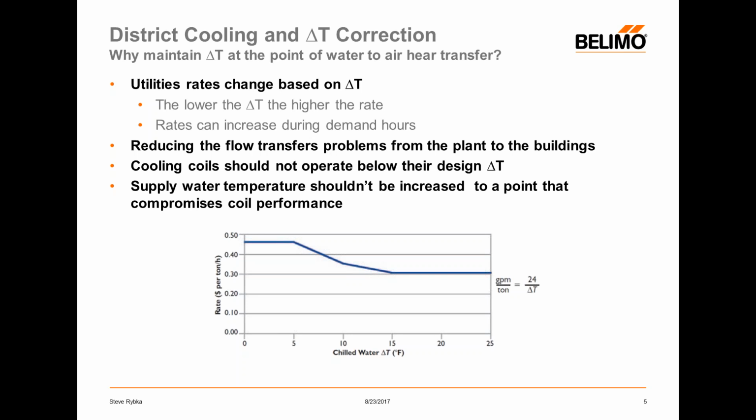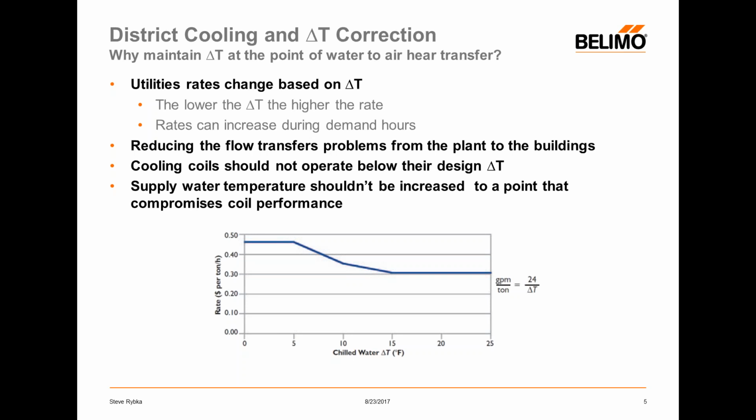Of course, we want our cooling coils to never operate below their design delta T. When we are at max flow, we want to be at our design delta. If we are at minimal flow or lower flows, we actually want to be above our design delta.